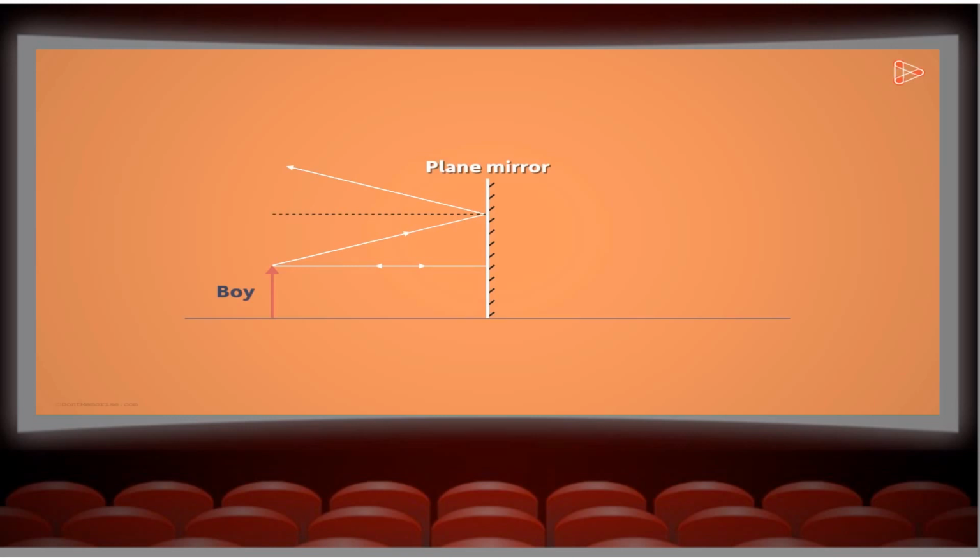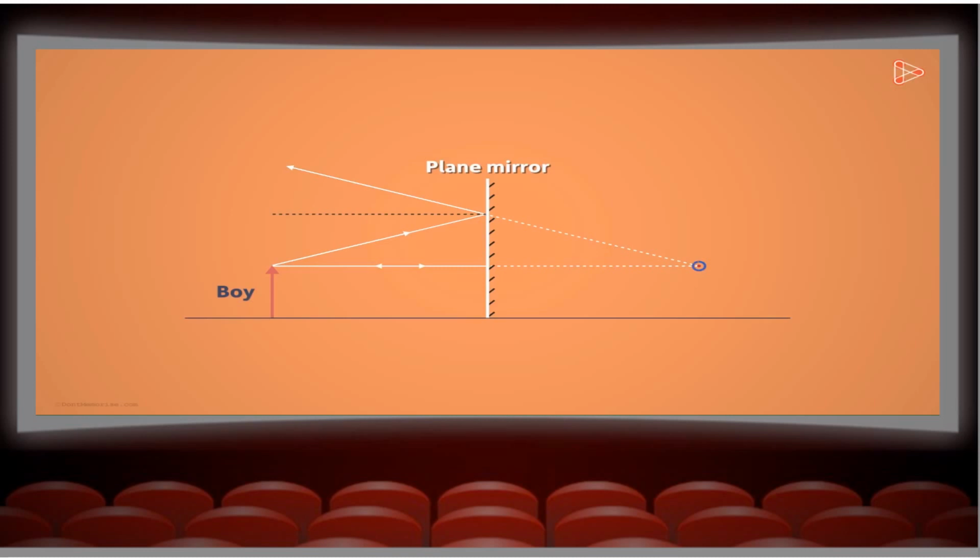You see that all the reflected rays are moving away from each other, that is, they are diverging. But we know that the image is formed somewhere behind the mirror. So let me extend these reflected rays backwards and see what happens. We see that they meet at this point behind the mirror.